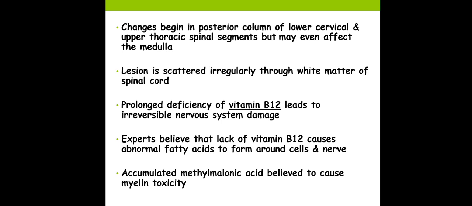irreversible, right? Experts believe that lack of vitamin B12 causes abnormal fatty acids to form around cells and nerves. So the myelin sheath will be replaced by the abnormal fatty acids. Accumulated methylmalonic acid is believed to be the cause of myelin toxicity, right? So basically it is a degeneration of the nerves. It will damage the myelin sheath.